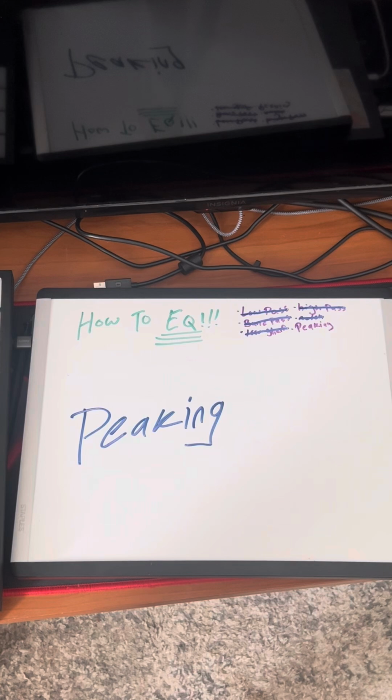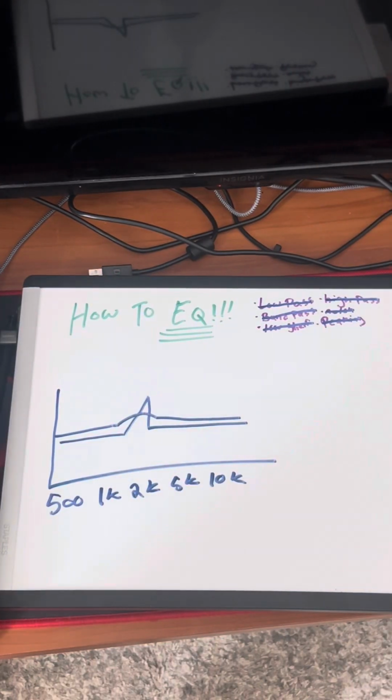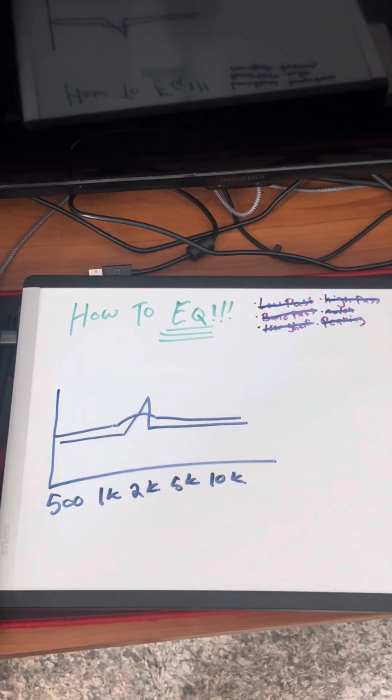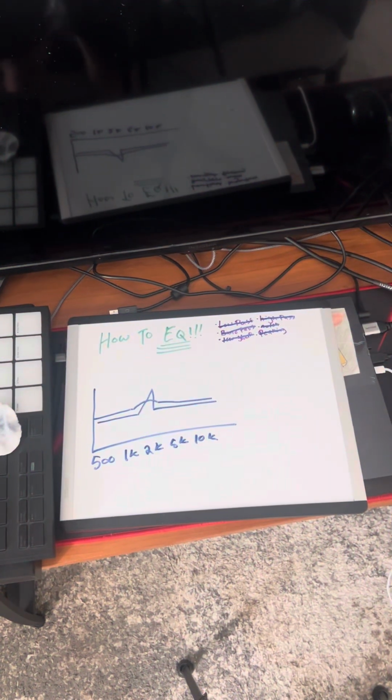Last but not least, we have a peaking filter. The peaking filter is the same as the inverted notch filter, but also something else I wanted to add is called a bell pass, which is basically a more subtle peaking filter. I just wanted to add that in there at the end. Now you know how to use an EQ.